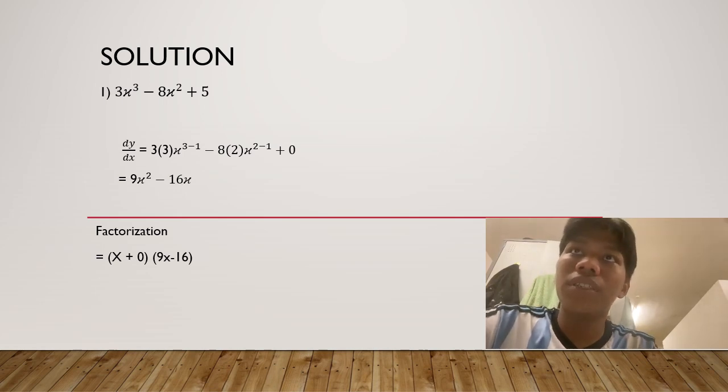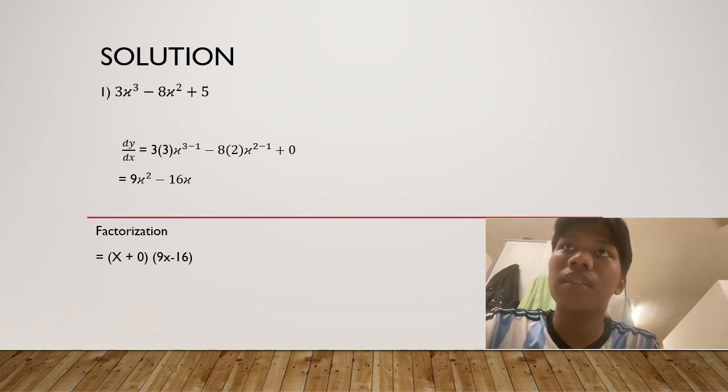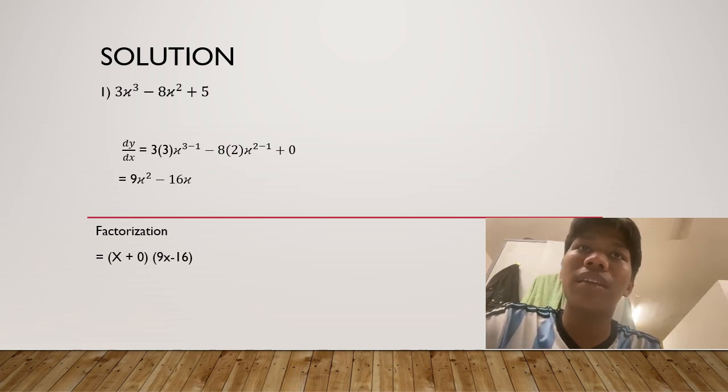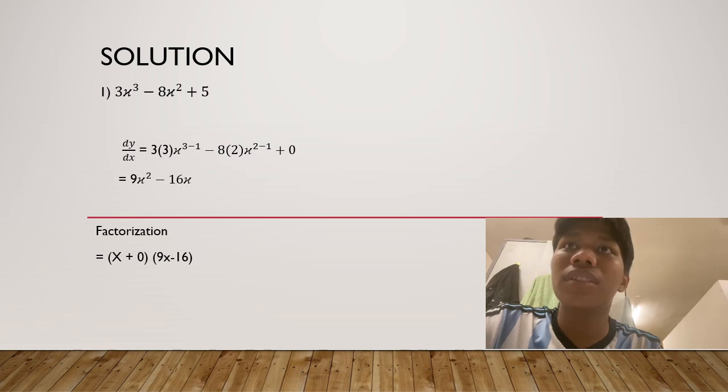So here is the question: 3x cube minus 8x square plus 5. So we're going to use the basic method, which is the power rule. So we got the answer 9x square minus 16x.